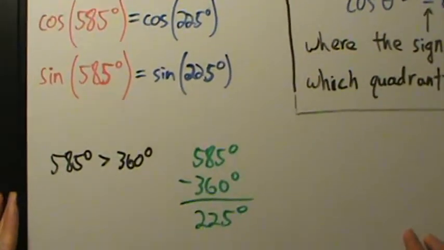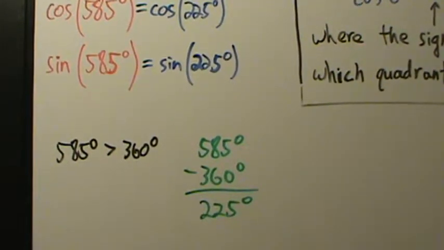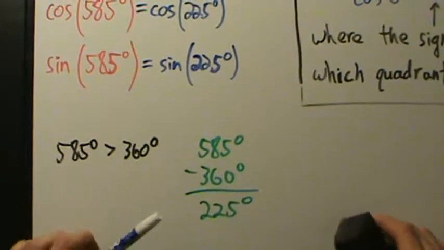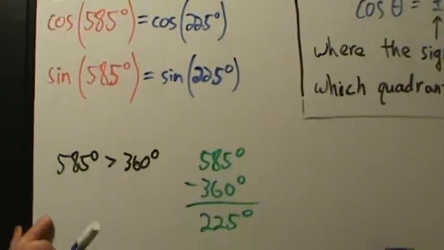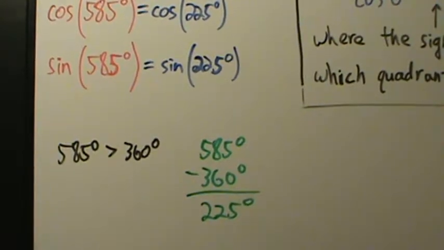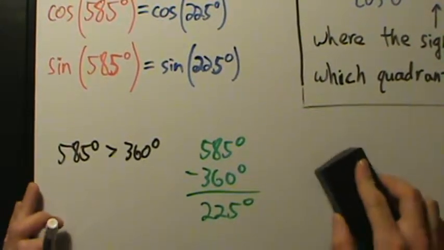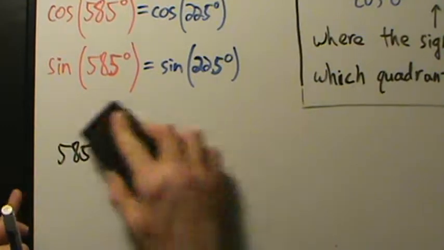Now we're still looking for the reference angle. We're not done yet. All we've done so far is use a periodic property, which technically we didn't really have to do, but why not? So 225 degrees, that's the angle we're dealing with now.